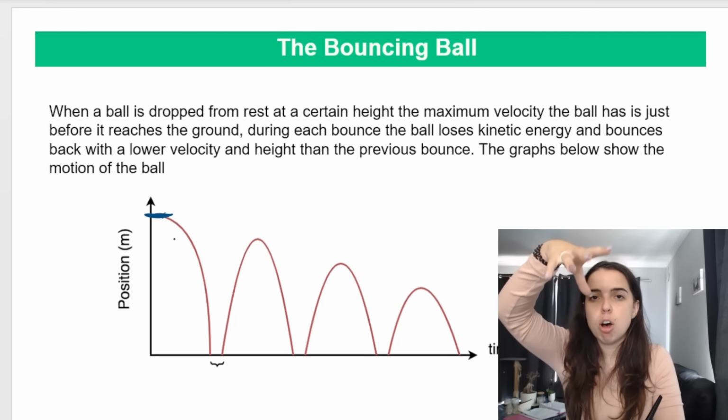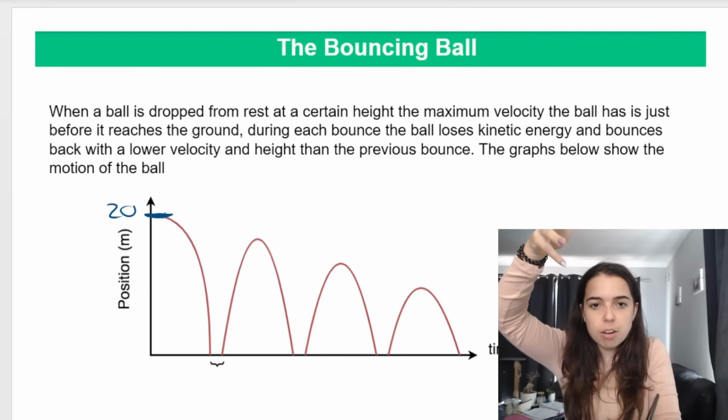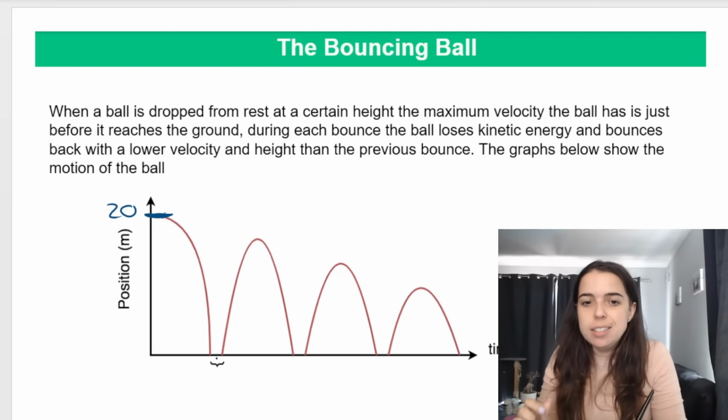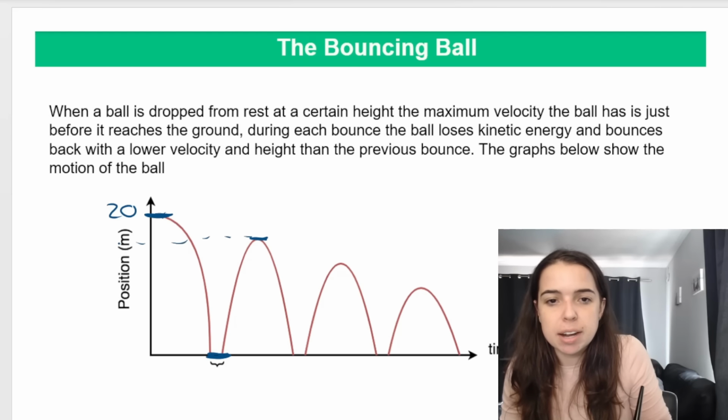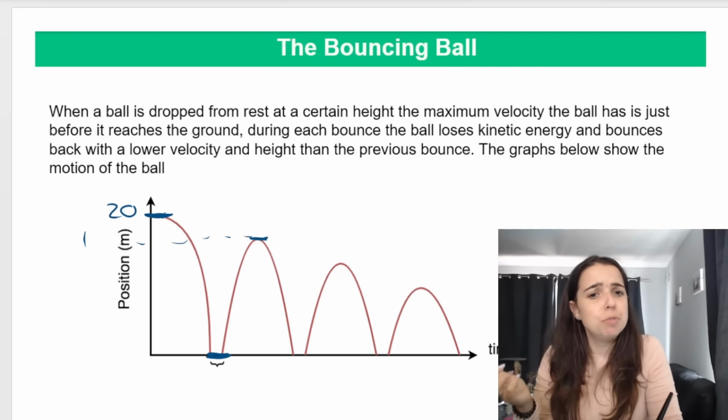So say we're dropping it from a building again, 20 meters above the ground. It falls down to the ground. It's in contact with the ground for a short period of time. Then it bounces upwards again. Note how it doesn't reach the same maximum height. It reaches maybe 15 meters.